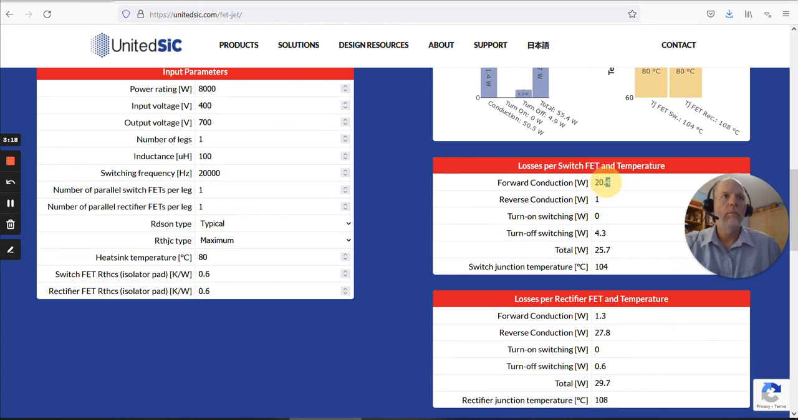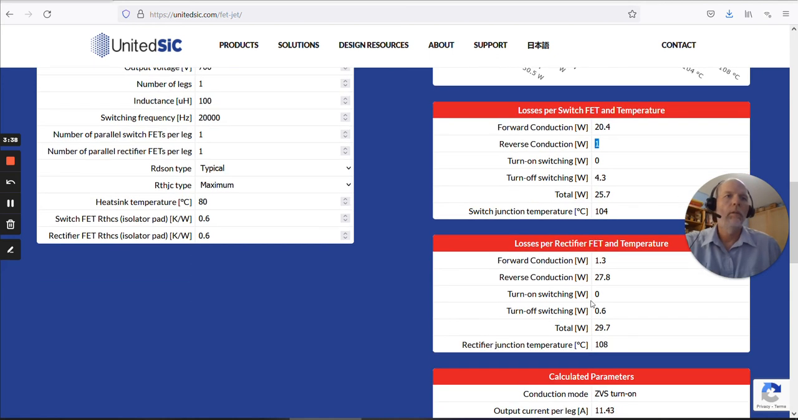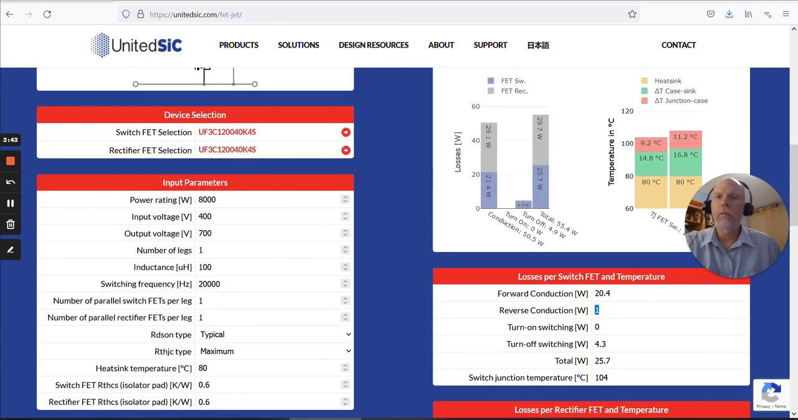Take note of the forward conduction loss. There's a little bit of reverse conduction loss, so the forward and reverse current is taken into account automatically by FET-Jet Calculator when we're in this mode. We take a look also at the rectifier. We have significant reverse conduction loss, so this is one of the trade-offs when you're operating in this mode. You have low switching loss but high RMS current, which United Silicon Carbide FETs are really good at handling.